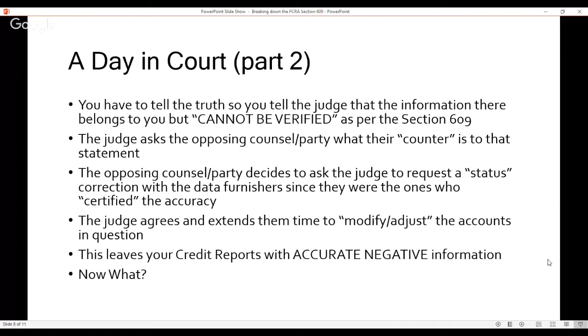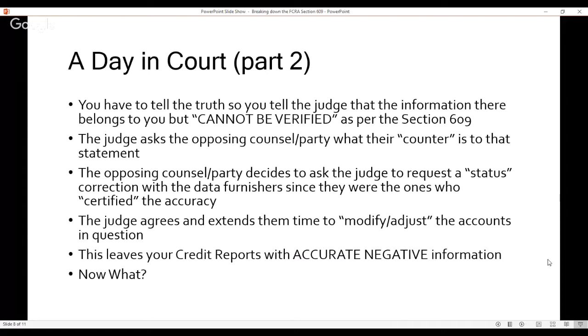So we go over to part 2 of our day 1. Now you have to tell the truth, because you can't lie. So you either tell the opposing counsel, which is in front of the judge, or you tell the judge that the information there does belong to you. However, parentheses, it cannot be verified as per Section 609.